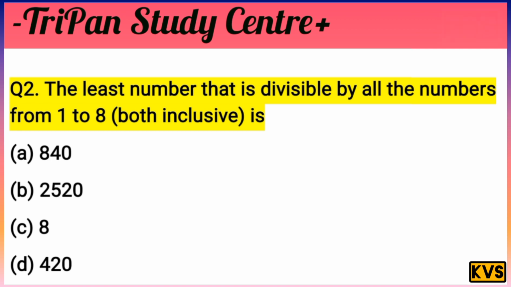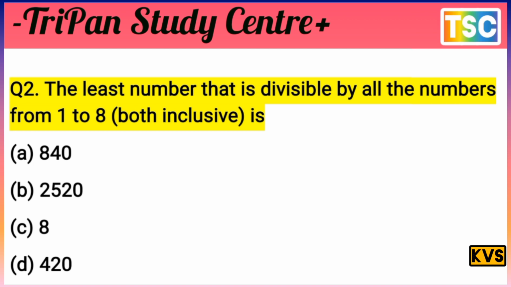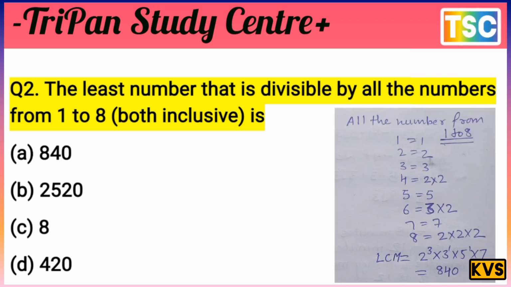It is the same question, but 1 to 8 instead of 1 to 5. The numbers 1 to 8 are included here. That's important. The LCM is taken here. 1 is equal to 1, 2 is equal to 2, 3 is equal to 3, 4 is equal to 2 into 2, 5 is equal to 5, 6 is equal to 2 into 3, 7 is equal to 7 only, and 8 is equal to 2 into 2 into 2. It means the LCM is taken here.